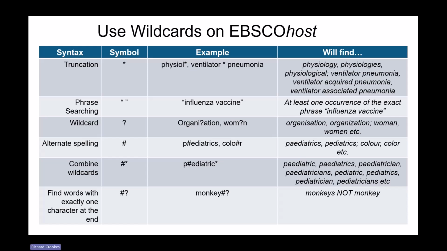And then finally, you can also search for words with exactly one character at the end of a word. So if you're looking at monkeys, not monkey, to use this example, then you would put monkey hash question mark, and it will find monkeys, not monkey. So you can think of other variations of how you might want to use that particular example. Okay, so we do have more information on the use of these within the EBSCO Connect portal as well.